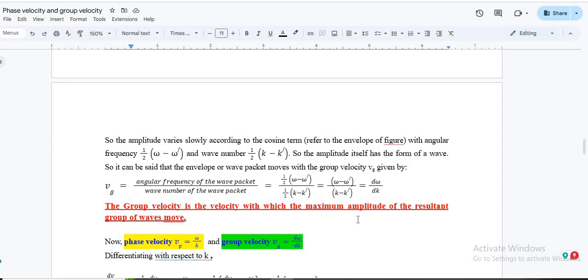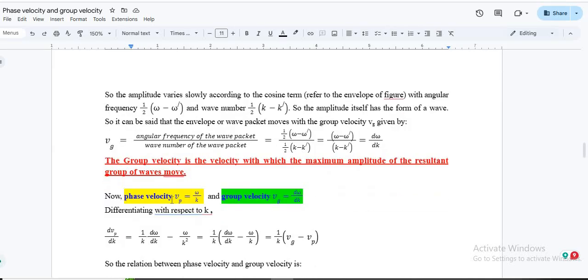I've already mentioned that these values are very close to each other, so they have an elementary difference. This difference is denoted by d omega dk, a small difference you can say. So mathematically one can say d omega tends to 0 and dk also tends to 0. So the phase velocity, represented in this yellow background, is denoted as Vp, equal to omega by k, and the group velocity is denoted as Vg, equal to d omega dk. The group velocity is the velocity with which the maximum amplitude of the resultant group of waves moves.